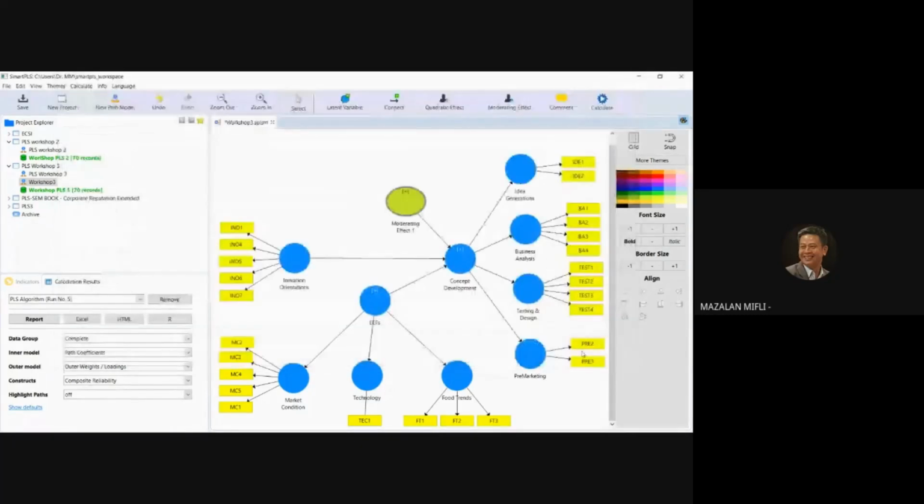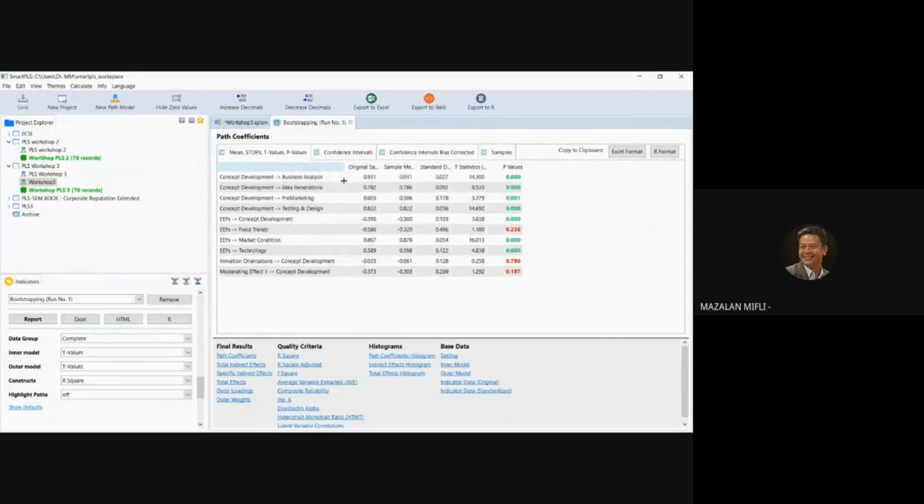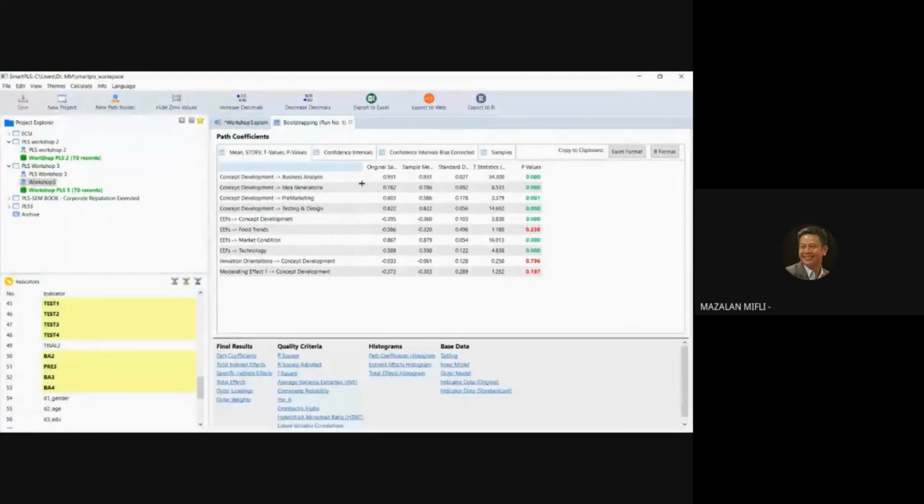So there you go. What you need to do is you just have a look at here. The interaction effect. Okay. There you go. This is the moderating effect. No, it's not significant. Okay, so that's it. What you need to do is this moderating effect. So it's very easy. Using SmartPLS, it's very easy. So this is the one that you need to have a look at.